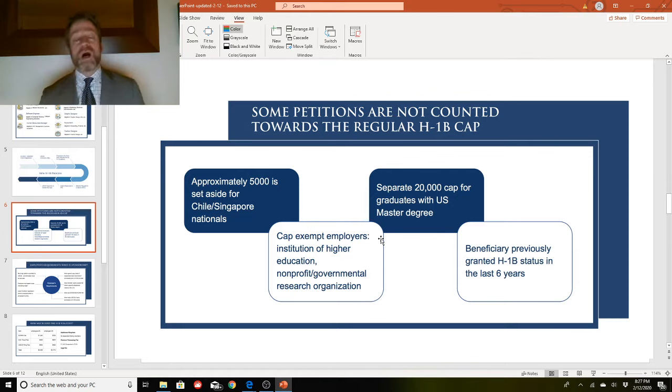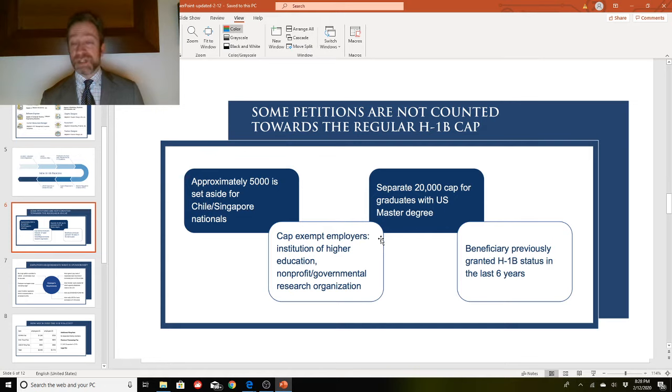All right. Other possibilities to avoid the H-1B cap is to be from Singapore or Chile. H-1B visas for Singaporeans and Chileans are separate from the regular cap, and Chileans and Singaporeans can apply for an H-1B at any time, okay? Now, if you've had a cap-subject H-1B before, you also may be eligible to reapply for your H-1B without having to apply for the cap if you did not use all 6 years of your H-1B status the last time you had an H-1B, okay?